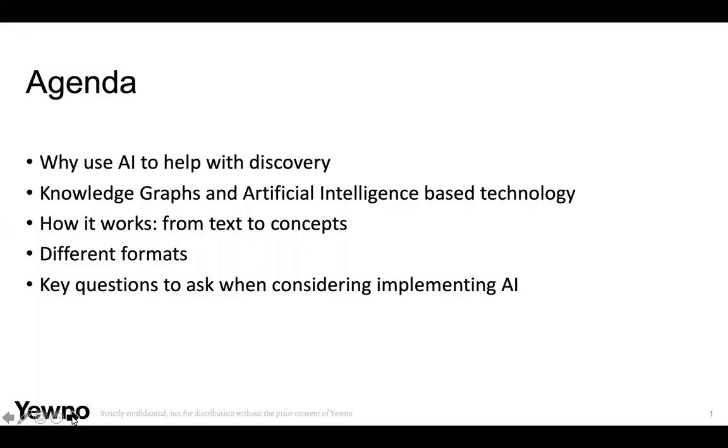What I'd like to cover in terms of the agenda is, first of all, why AI is relevant in the discovery sphere. We're going to look at the challenge of information overload, fragmented sources, and how people can formulate a good search query. Then we're going to look specifically at graph data science and knowledge graphs.